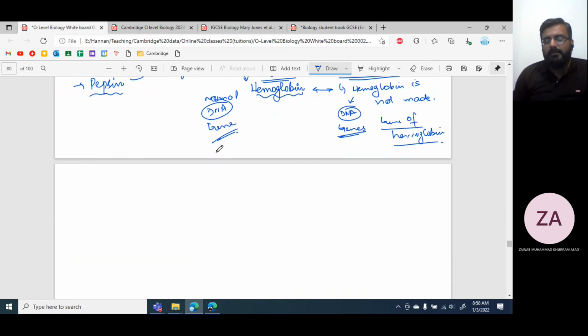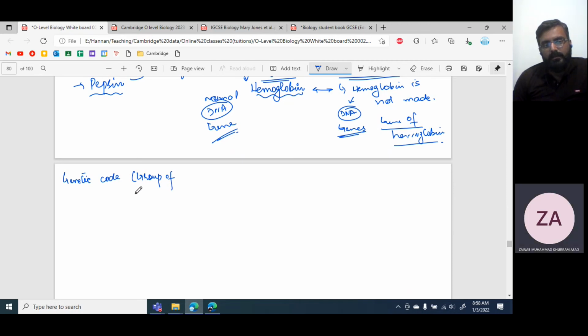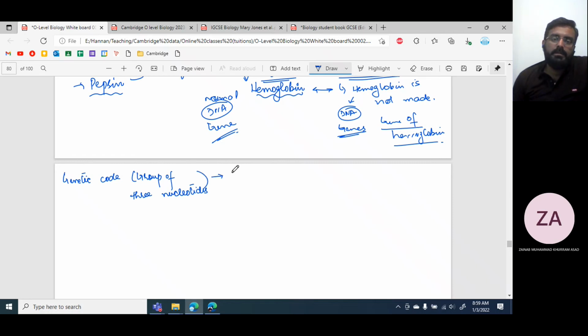For the next day, you must remember that there is something known as genetic code, which is a group of how many nucleotides? 3. Very good, well done. 3 nucleotides, and that genetic code is converted into another language known as amino acid language.